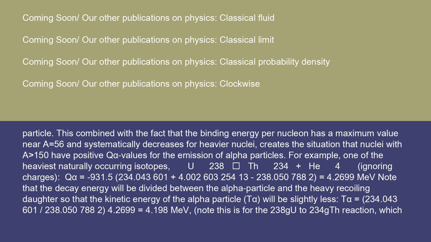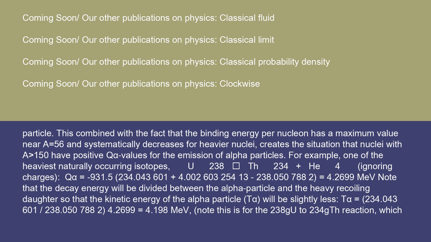The alpha particle, or helium-4 nucleus, is an especially strongly bound particle. This, combined with the fact that the binding energy per nucleon has a maximum value near A equals 56 and systematically decreases for heavier nuclei, creates the situation that nuclei with A greater than 150 have positive Q alpha values for the emission of alpha particles. For example, one of the heaviest naturally occurring isotopes, uranium-238 goes to thorium-234 plus helium-4. Ignoring charges, Q alpha equals minus 931.5 times (234.043601 plus 4.002603 minus 238.050788), which equals 4.2699 MeV.